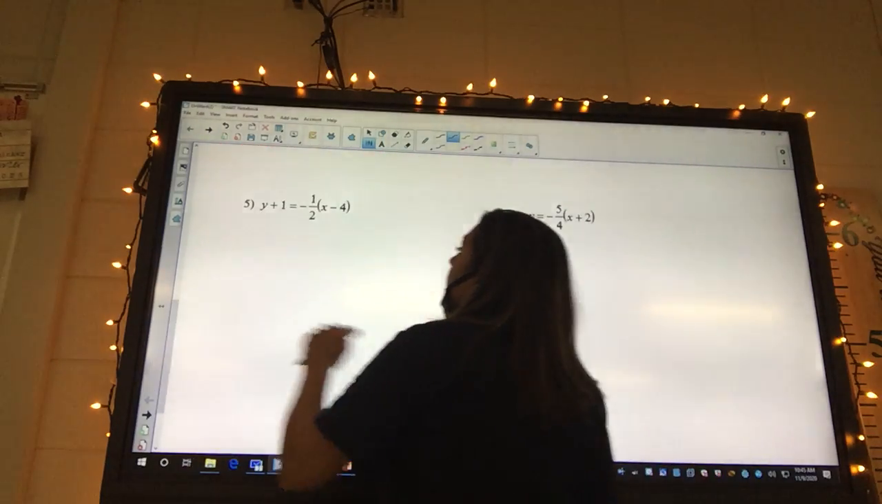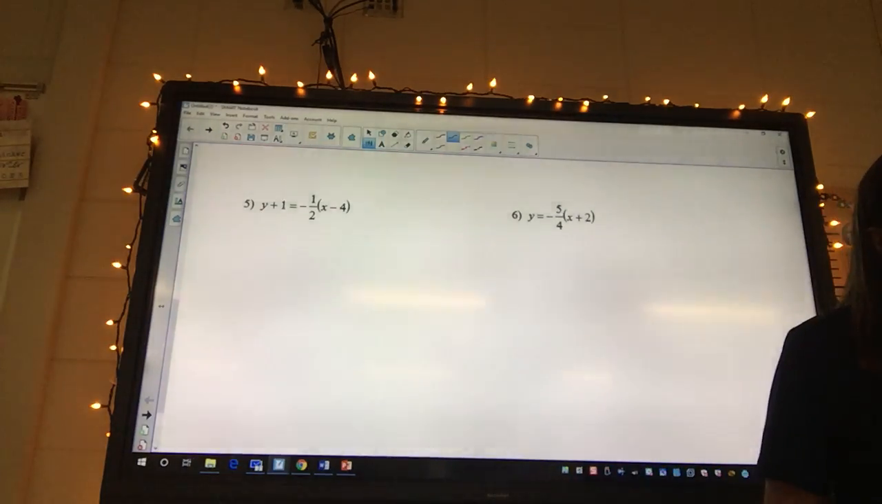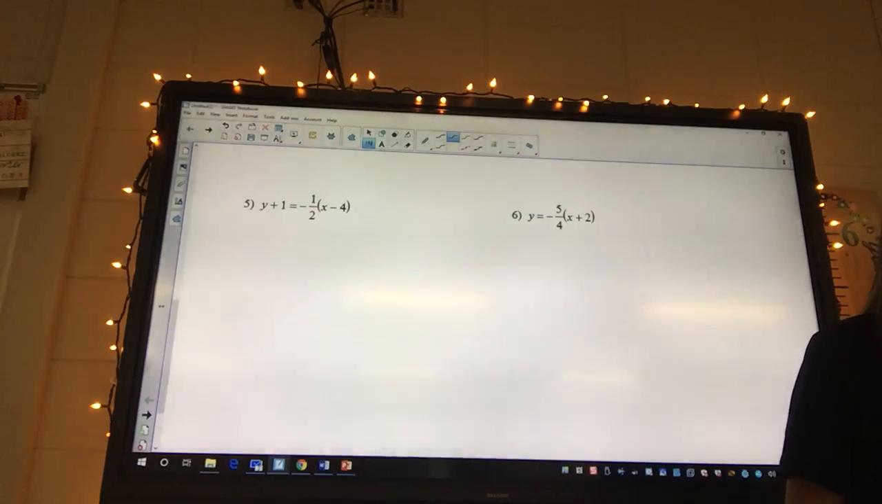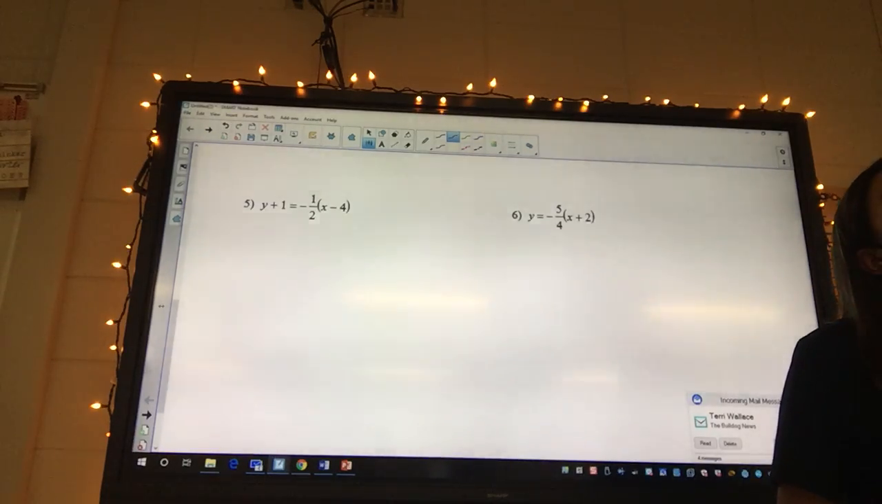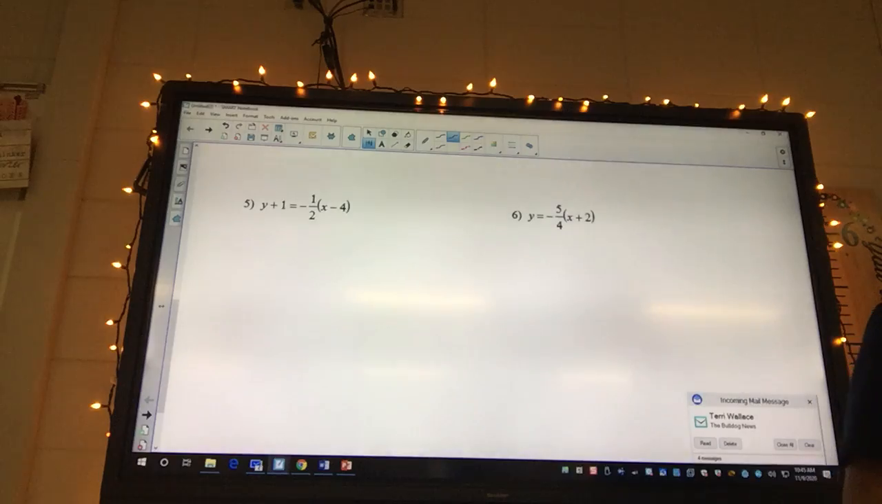Let's look at 5. Once again, what form is this in right now? Point-slope. How can you tell that it's in point-slope? Because it has parentheses. What does point-slope start with? P. So think about it like that. You can tell it's in point-slope because it's going to have parentheses.